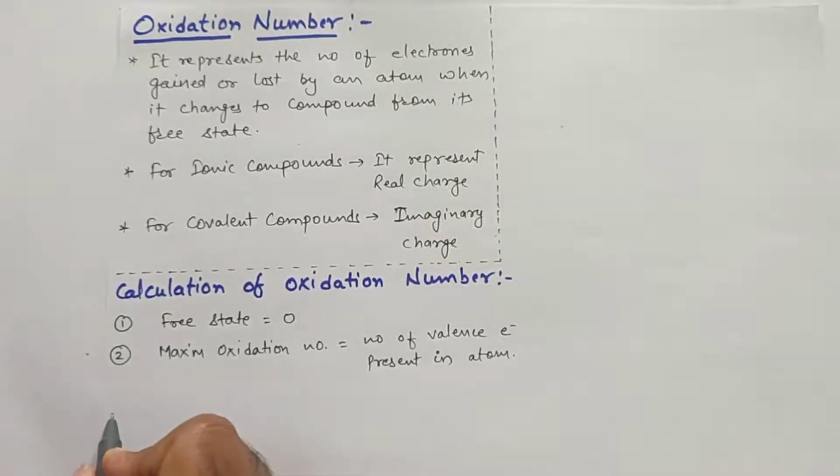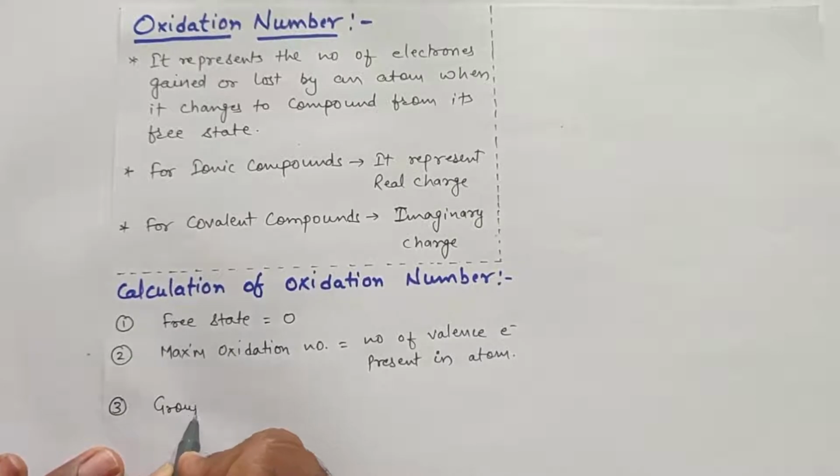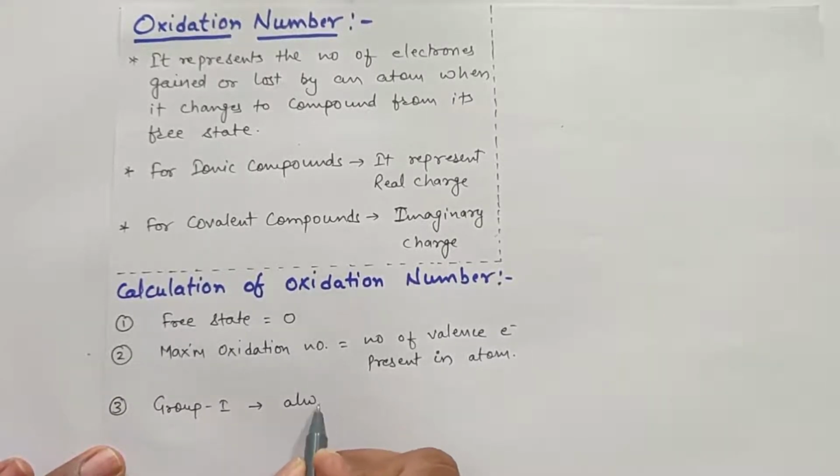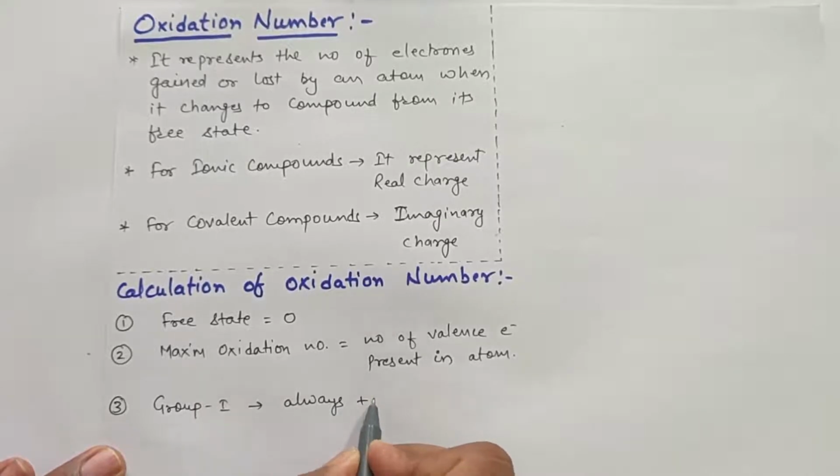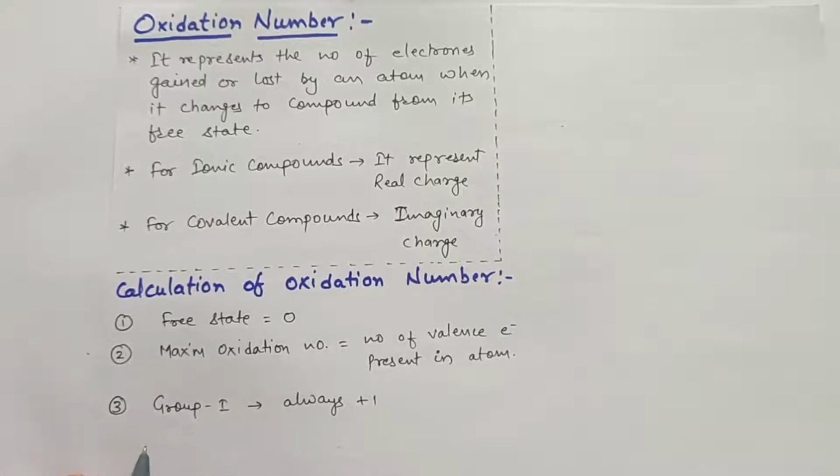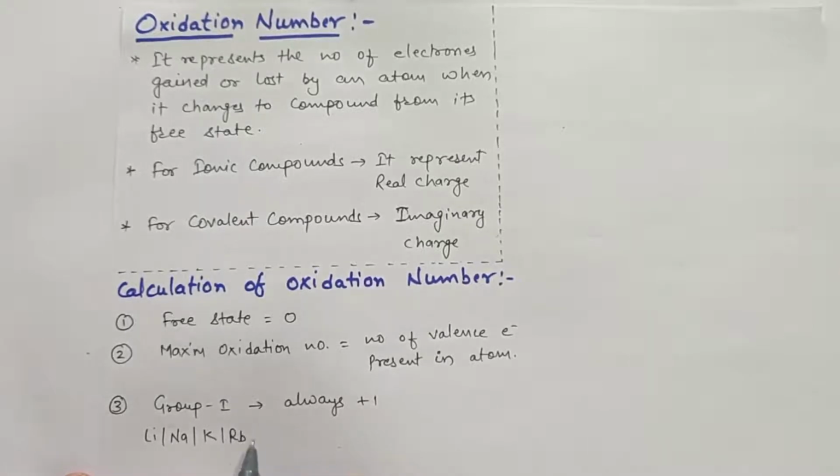Rule number 3. The elements of group 1 always show +1 oxidation state. The elements of group 1 means the alkali metals. Alkali metals are lithium, sodium, potassium, rubidium and cesium. These elements belong to group 1. They always show +1 oxidation state.